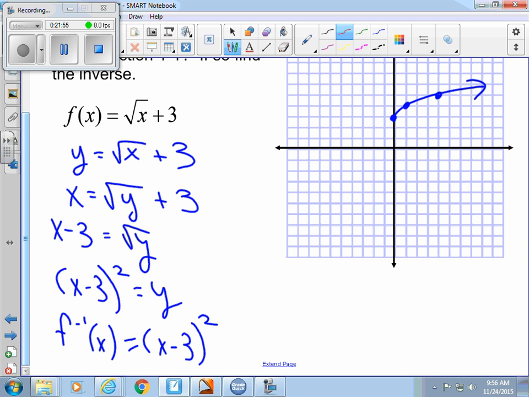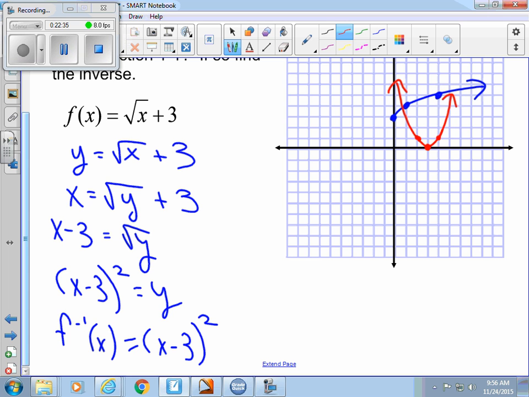But I have a problem. If I graph (x minus 3) squared, what does it look like? I mean, (3, 0). So wouldn't it be a parabola that looks like this? Someone tell me why that's a problem. That's not the inverse of that, is it? It's got too much stuff, doesn't it? Well, which part of it really is the inverse?